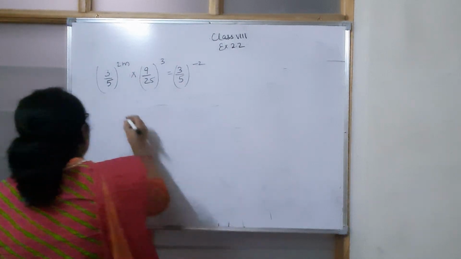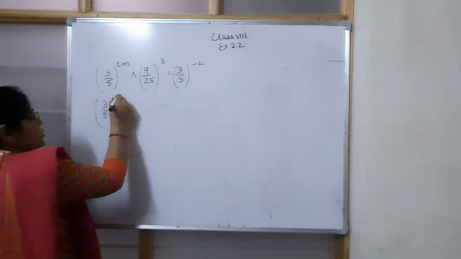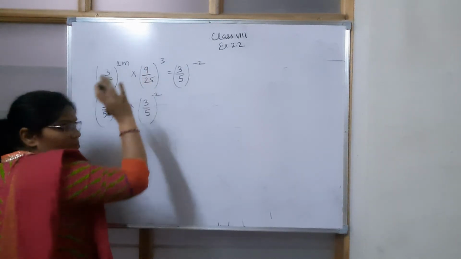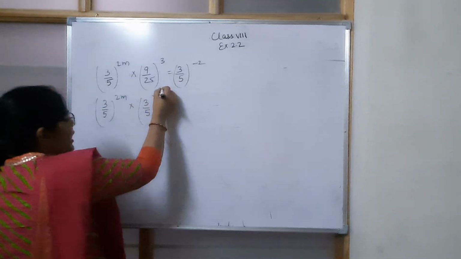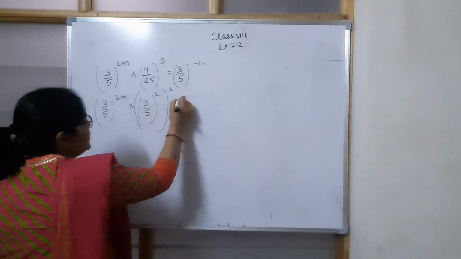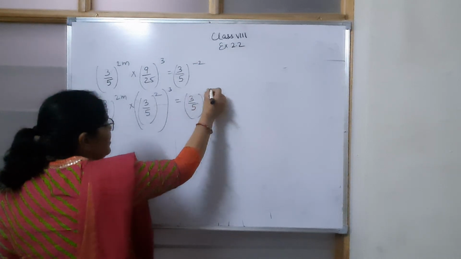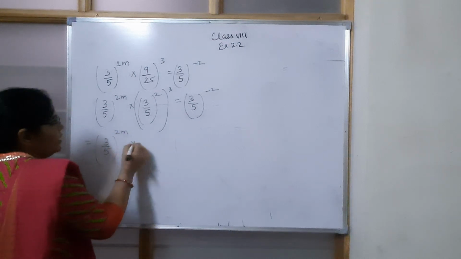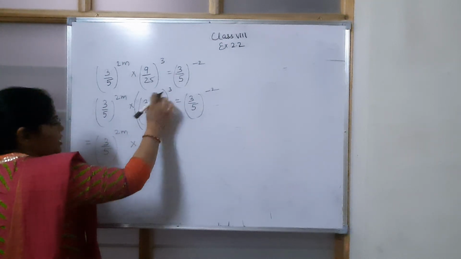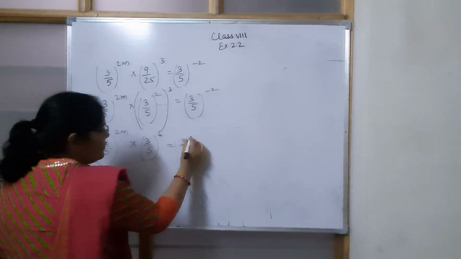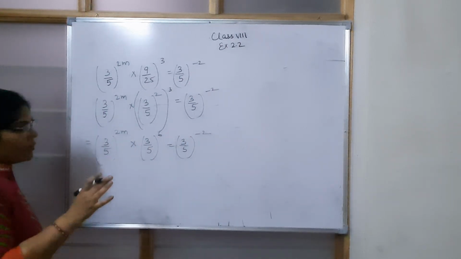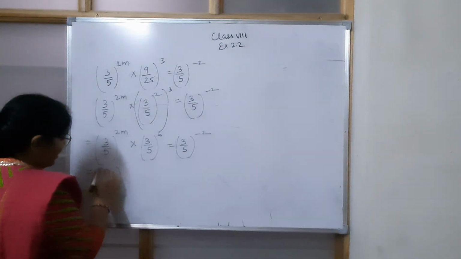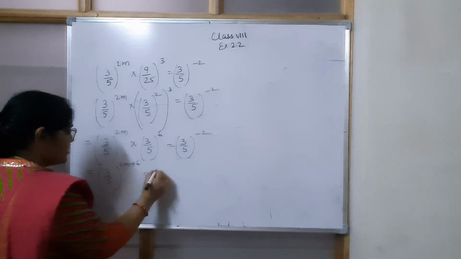Alright, so just have a look here. 3 upon 5 raised to the power 2m. Now 9 upon 25 can be written as 3 upon 5 raised to the power 2, since 3 into 3 is 9 and 5 fives are 25. And on 9 upon 25 we have the power 3, and this is 3 upon 5 raised to the power minus 2. Now 3 upon 5 to the power 2m, and 3 upon 5 to the power 3 twos are 6, equals 3 upon 5 raised to the power minus 2. Can we apply a law here? Since bases are the same, the powers will be added because the multiply sign is there.